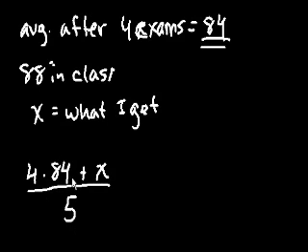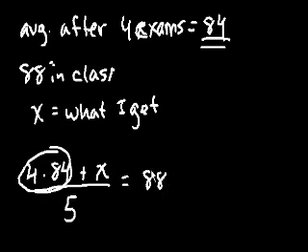So notice, this number is the average of my first 5 exams. We just figured out the average of the first 4 exams, but now we sum up the first 4 exams here. We add what I get on the 5th exam, and then we divide it by 5, because now we're averaging 5 exams. And I said that I need to get an 88 in the class. And now we solve for x.